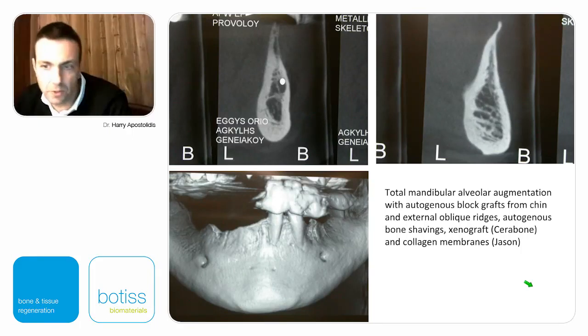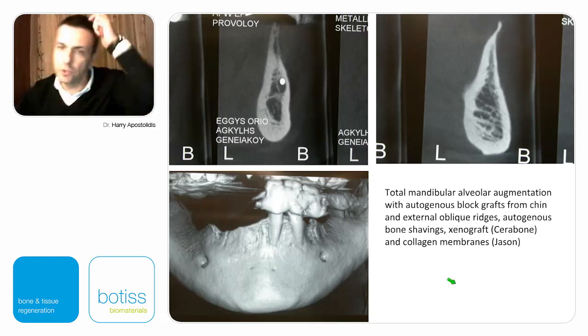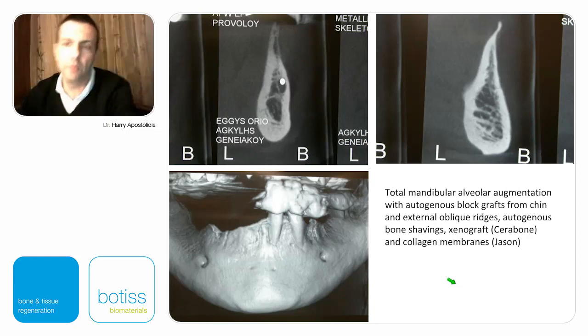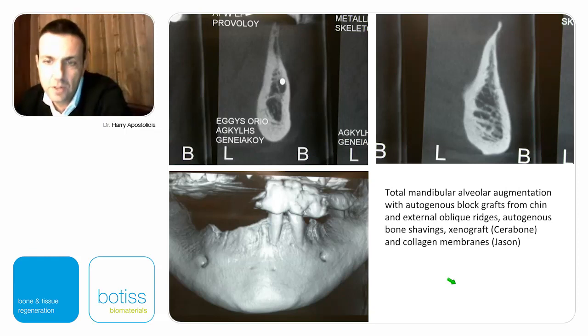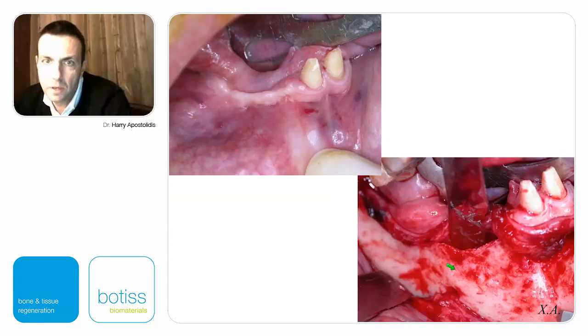And we can do this technique with bigger cases too. This is a case with a total mandibular alveolar augmentation. You see how thin the mandible, the whole mandible is. So we use the autogenous block grafts from the chin and the external oblique ridges. Again, autogenous bone shavings, Serra bone, Jason, it's always the same. See how thin the mandible is. And again, the incision is out here.